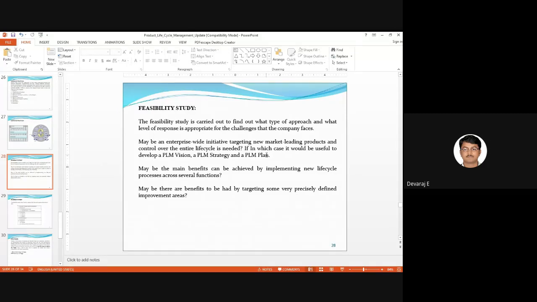Then you can see, I think the first is over. The feasibility study is carried out to find out what type of approach and what level of response is appropriate for the challenges that the company faces. Next, we can come to this. Maybe an enterprise-wide initiative targeting new market-leading products and control over the entire life cycle is needed.